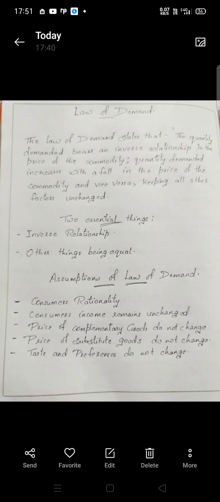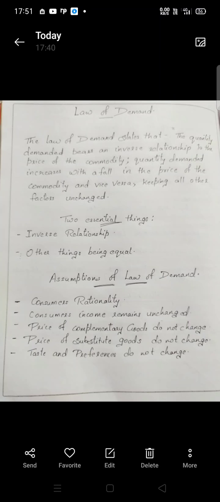Hello children. Today we will continue the same chapter, that is demand, and today's topic is law of demand. Law of demand is also known as the first law of purchase.